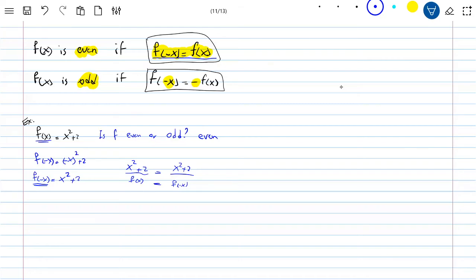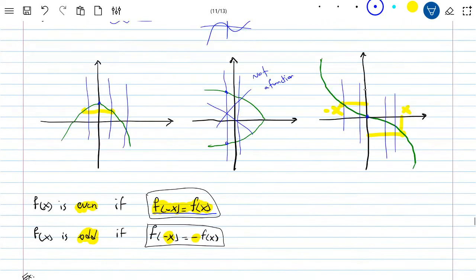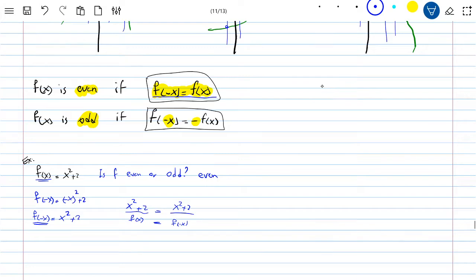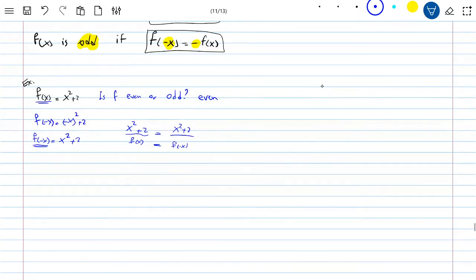Well, there is one case where even and odd both happen, if you're taking the function to be exactly 0. If that's the case, then you only have the x-axis. That's the only time that you will get an even and odd function at the same time. So let's assume that's not the case. Let's try another one.